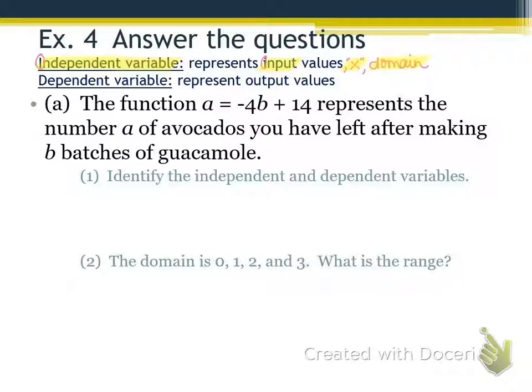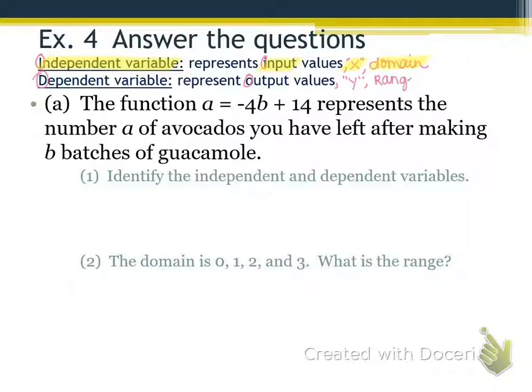Now, the dependent variable starts with D. All right. It represents the output values. You say, Ms. Johnson, how can I remember that? Well, do. D-O, right? Do your work. So the dependent variable represents the output values. What are some other things we've called the output values today? The y values, so we can add that, and the range.